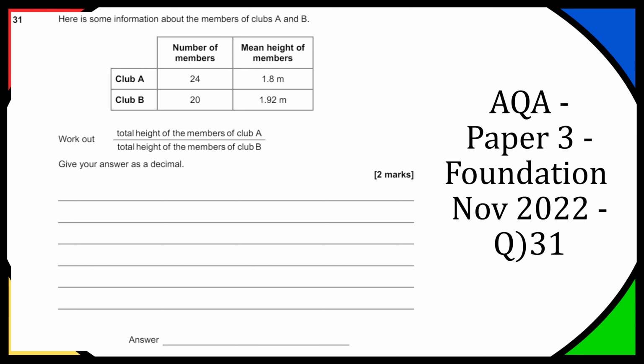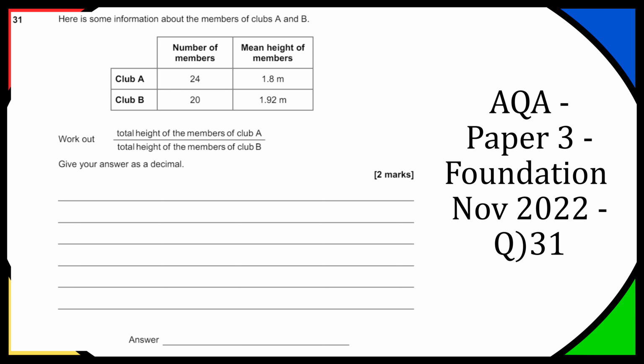So question 31 says, here is some information about the members of clubs A and B. The table shows club A and club B on the left. At the top it shows number of members and the mean height of members. So we've got 24 members in club A with a mean height of 1.8 meters, and then we've got 20 members in club B with a mean height of 1.92 meters. It says to work out the total height of the members of club A divided by the total height of the members of club B. Give your answer as a decimal, and this is a 2 mark question.